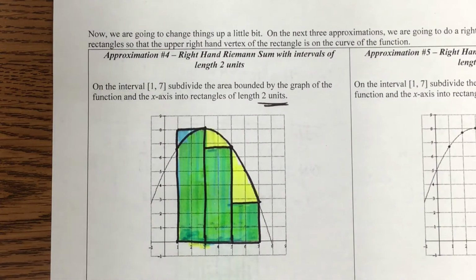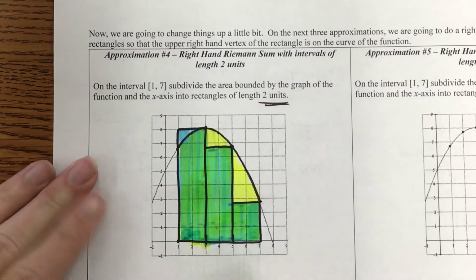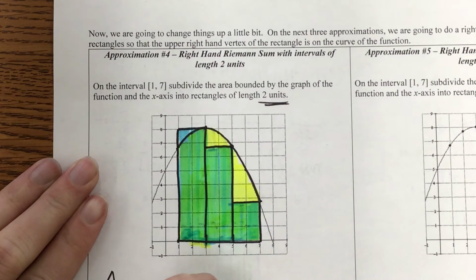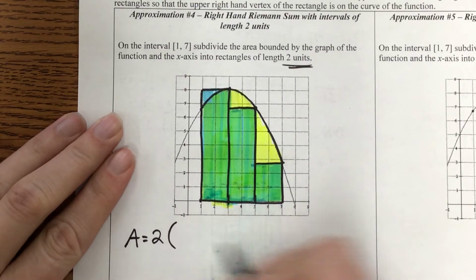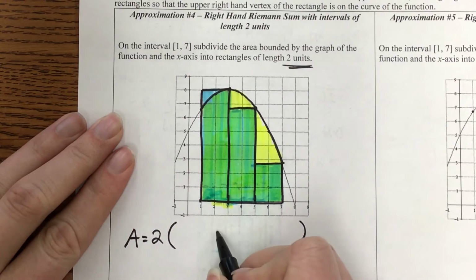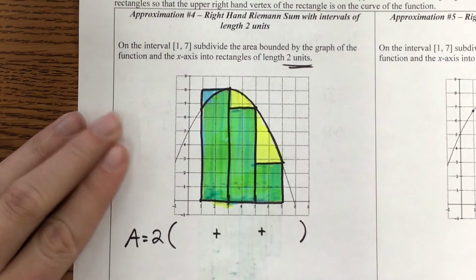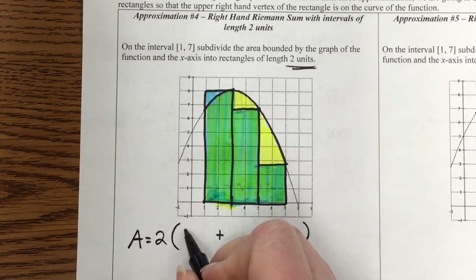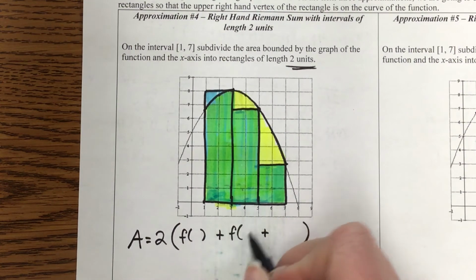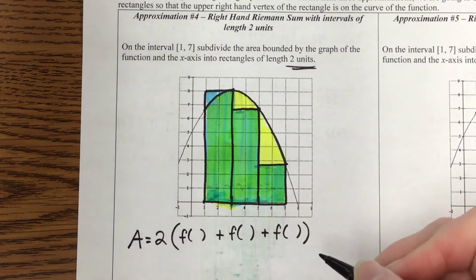All right, let's use that newfound area method. So this is going to be area equals, the width is 2 of all those rectangles, and then we have 3 rectangles. So we need to find the 3 heights. Remember that we are using the right-hand side this time, so it's not going to be exactly like what we did on the very first approximation.